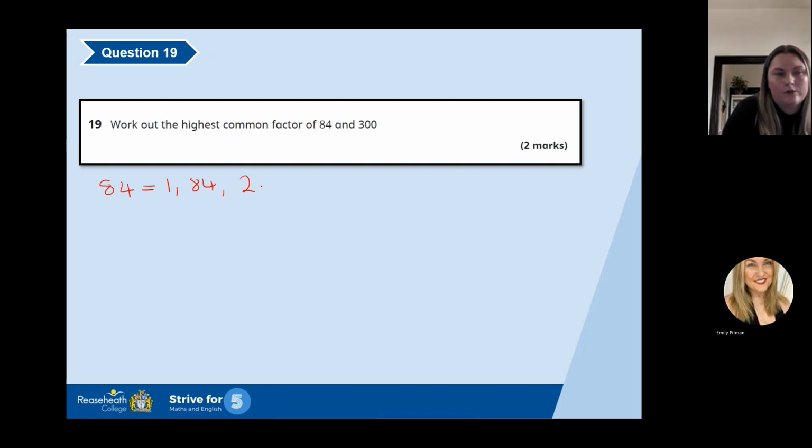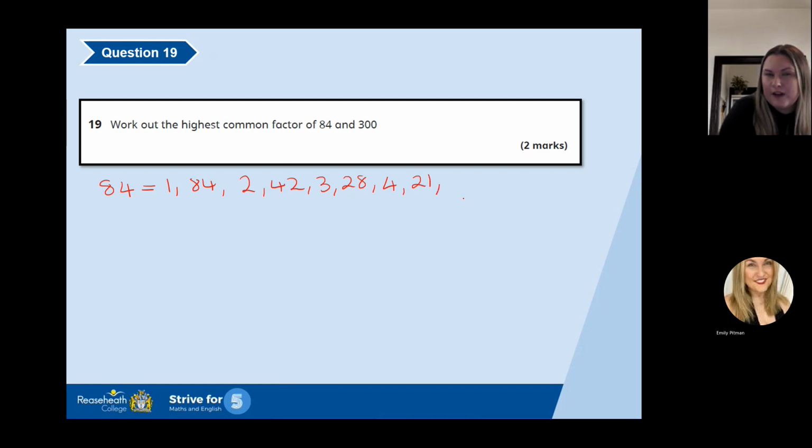Then I've got 2 and 42. Then I'm just going to use my calculator and do 84 divided by 3 to see if it goes into 3, which it does. So that gives me 3 and 28. Then I'm wondering if 4 will go into it. So I'm going to do 84 divided by 4, which is 21. So I can write all of these down.